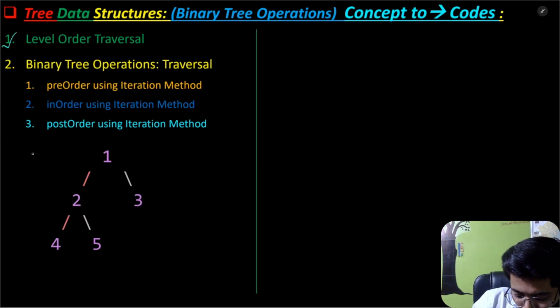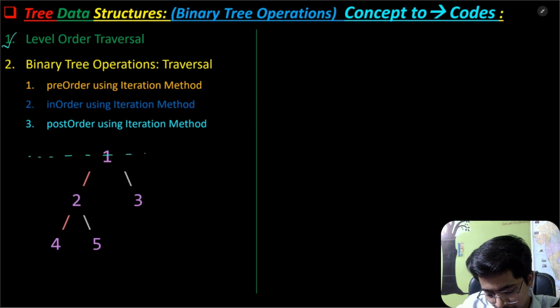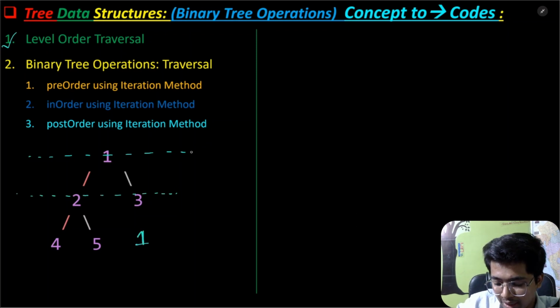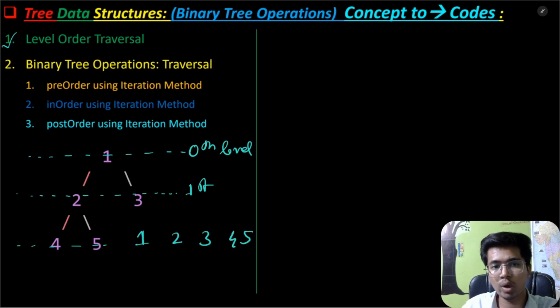This one. So level by level means we'll be traversing in this manner. First we'll be traversing the 1, then we'll be traversing the second level. In terms of program, we call this the zeroth level. Then we'll be traversing the first level, that is 2 and 3, and then we'll be traversing 4 and 5. So this is called level by level traversal, and we got to understand now how we will be writing the code.